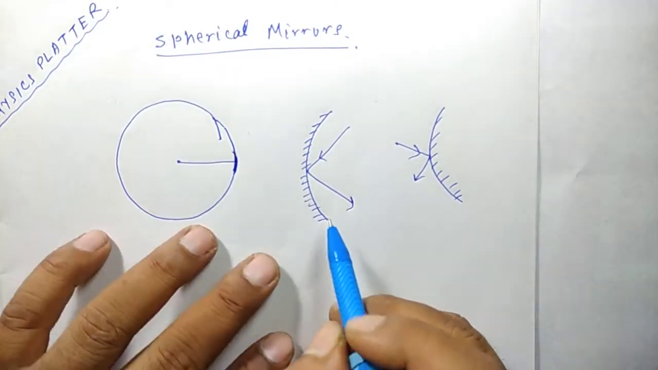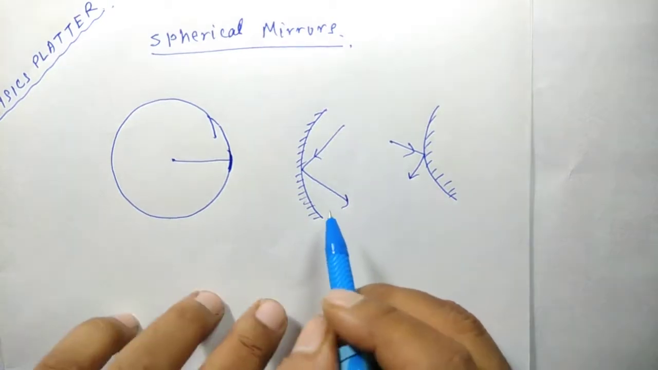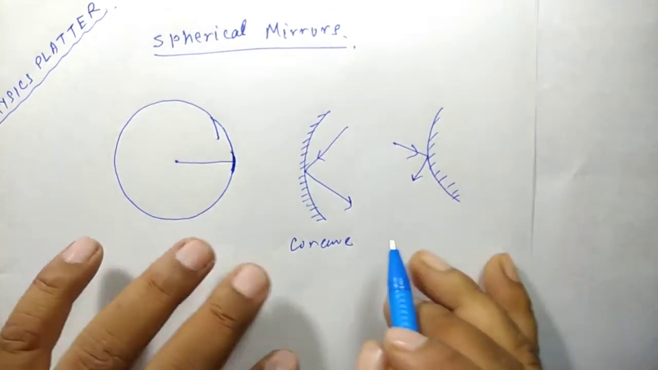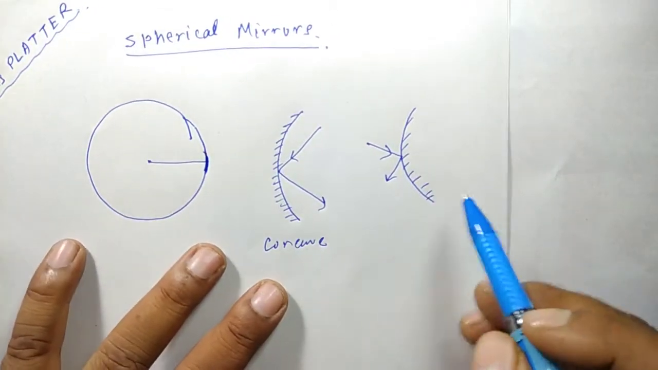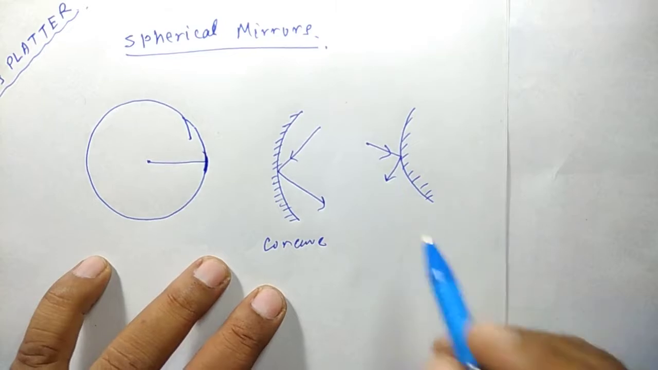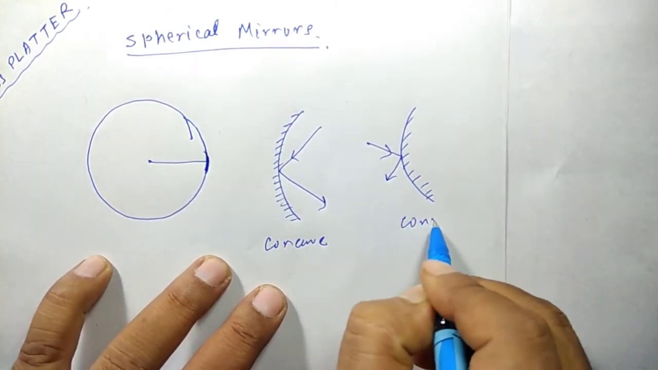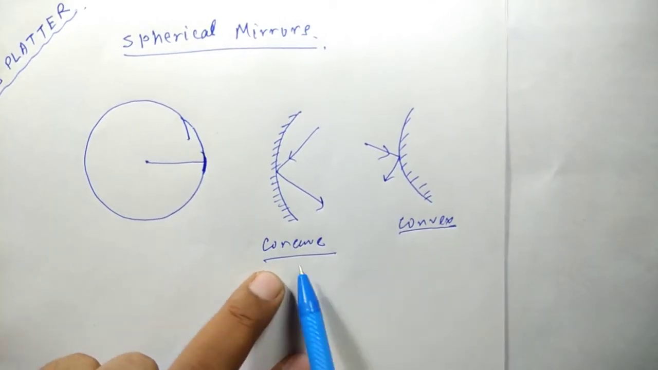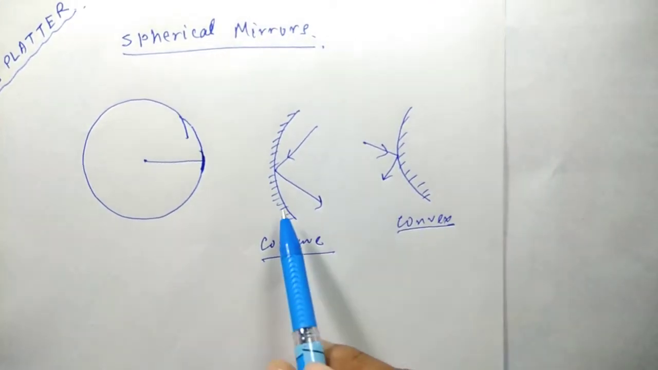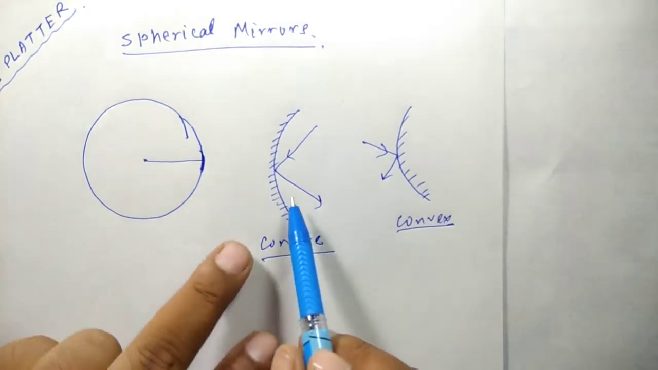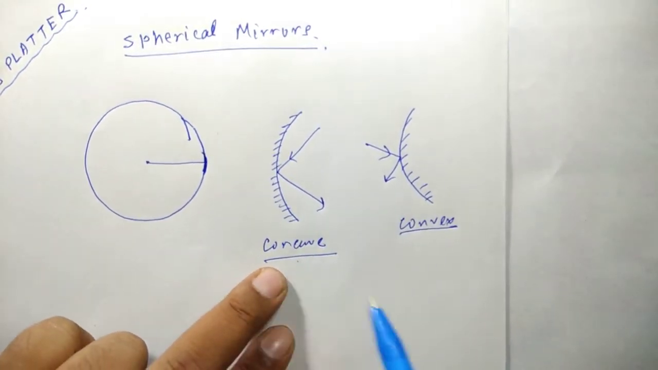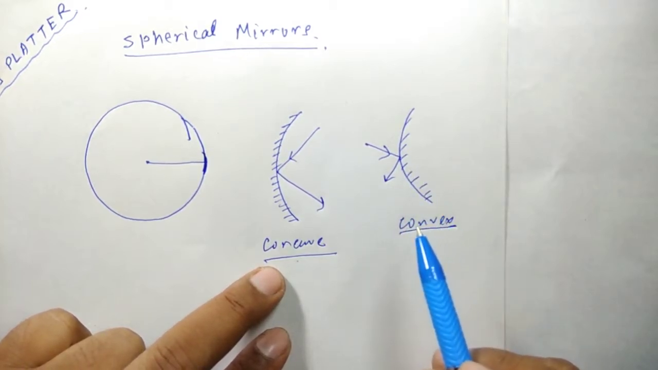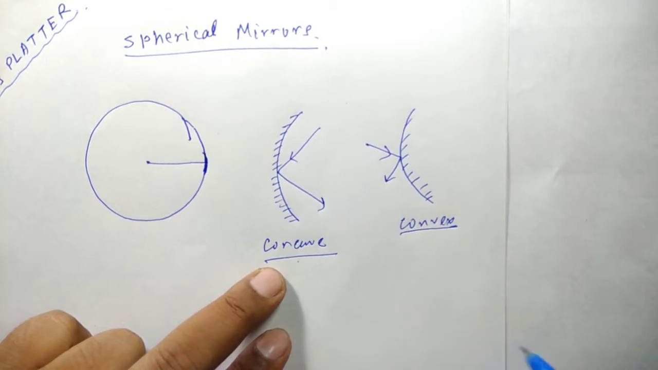If the inner surface of the curvature is the reflecting surface, then it's called a concave mirror. Otherwise, if the outer surface of the curvature is reflecting, that's called a convex mirror. So basically there are two types of spherical mirrors, concave and convex. If the inner surface of the curvature is a reflecting surface, then it's called the concave mirror, whereas if the outer surface of the curvature is reflecting, then it's called a convex mirror.